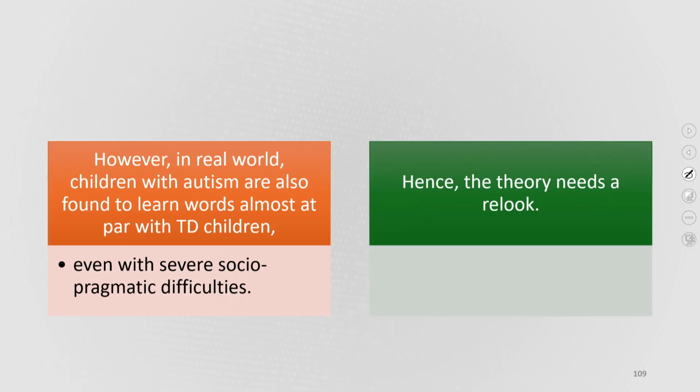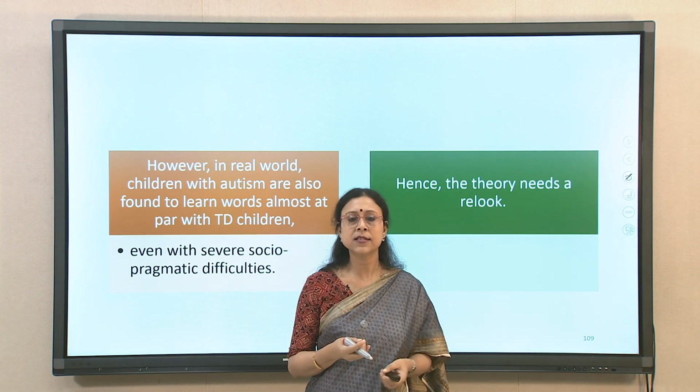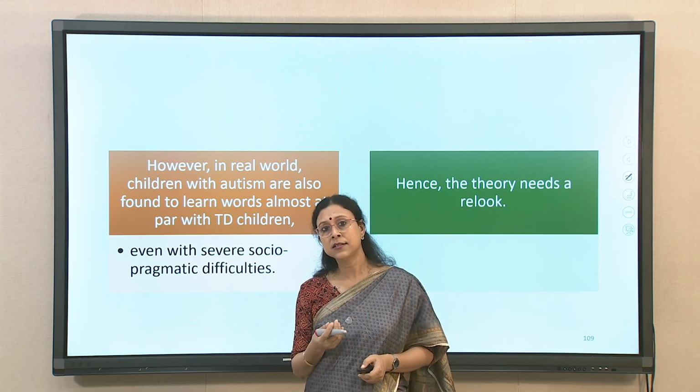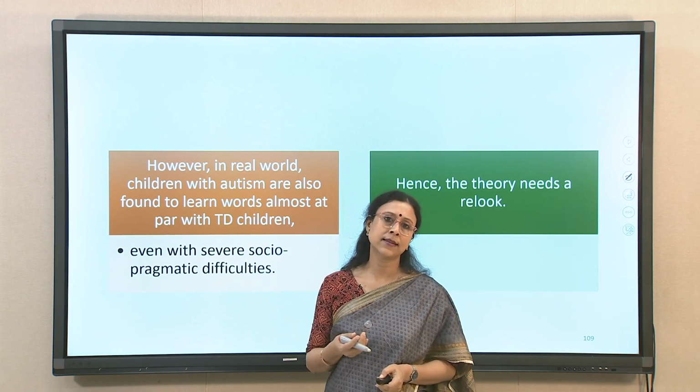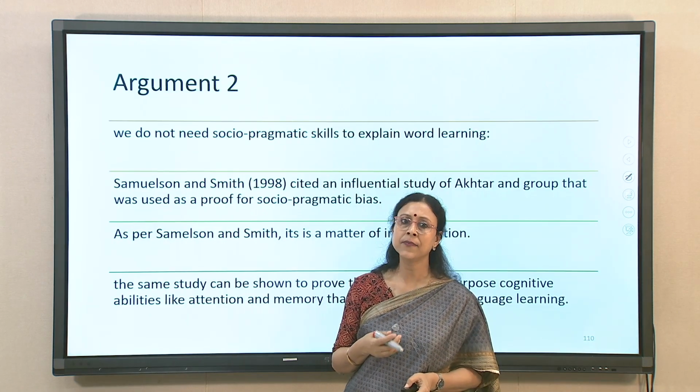Some people might have a very severe case, some are more mild, and so on. The mild patients typically do not have very much difficulty with language, but even among those with severe sociopragmatic problems, language development has been observed. So, this sociopragmatic theory does not answer that. As a result, this theory needs a relook.